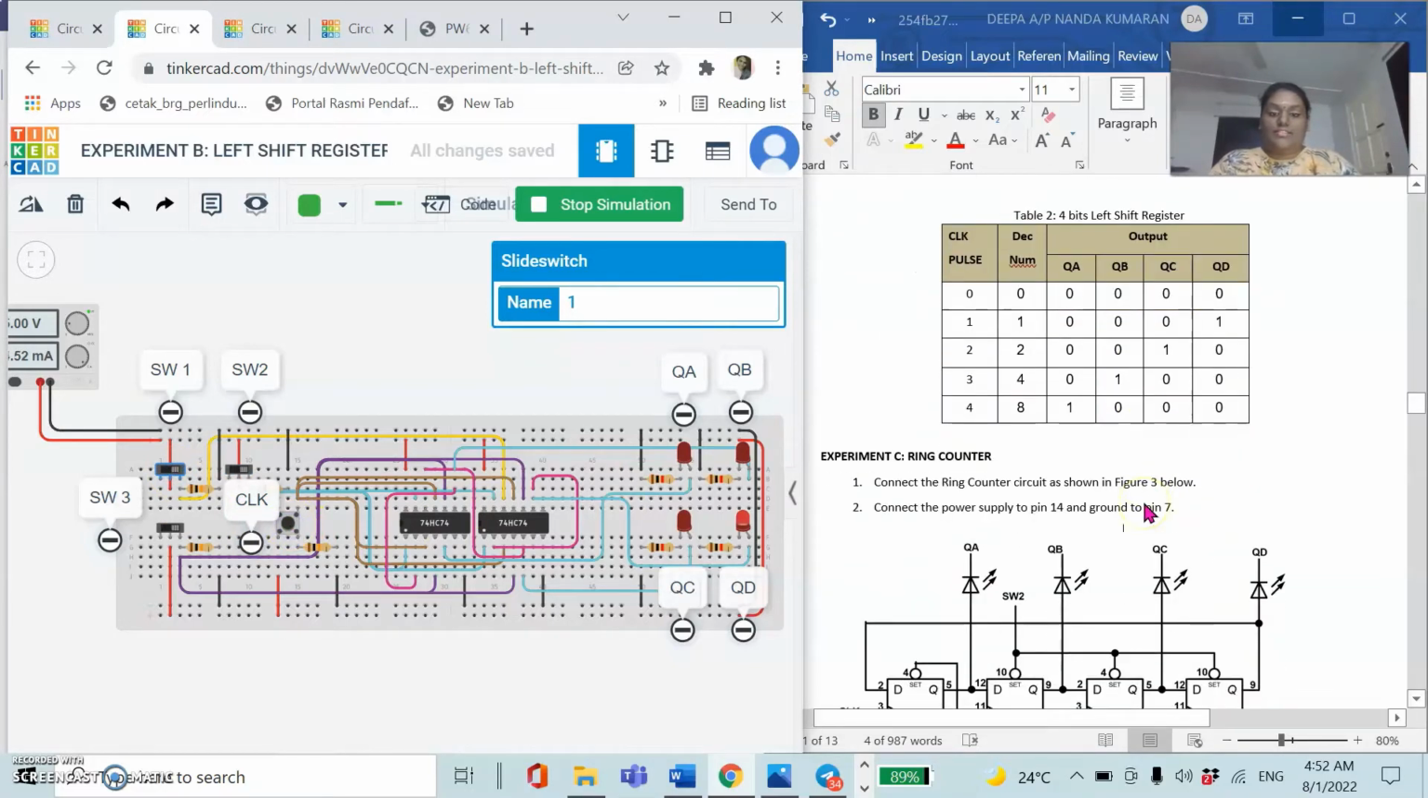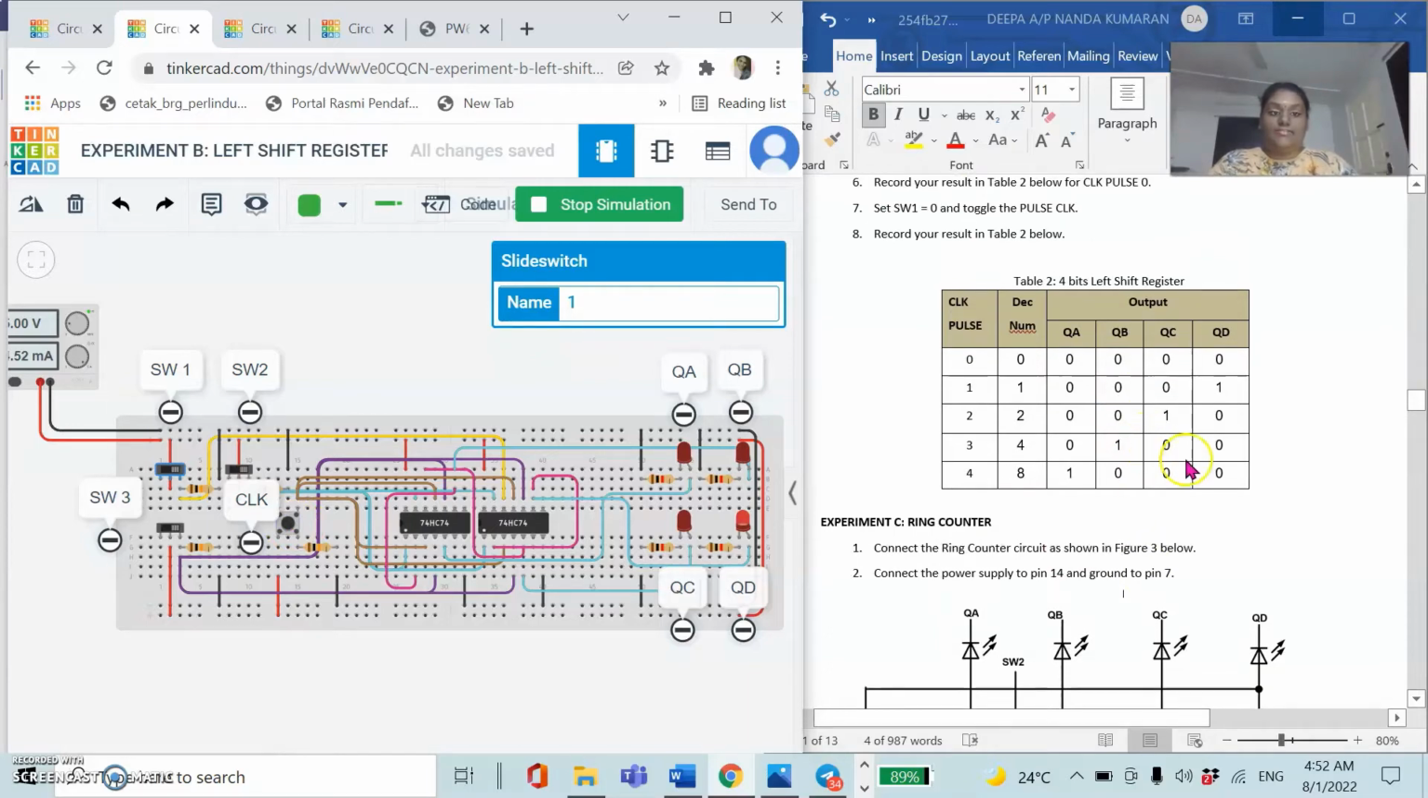In here the shifting is reversed. For clock 0 we get the outputs all 0, plus at 1 the output will be on at QD only, the others all 0. Then switch 1 is off. Then clock 2, QC is 1, others all 0. Clock 3, QB is on, the others all 0, and then clock 4, QA is on and the others all 0.